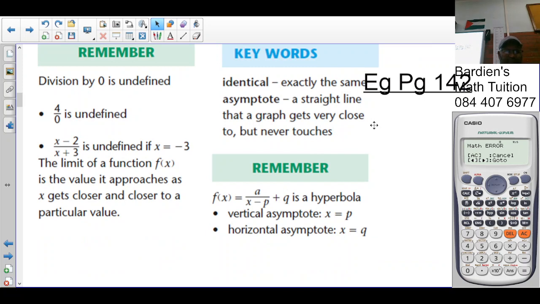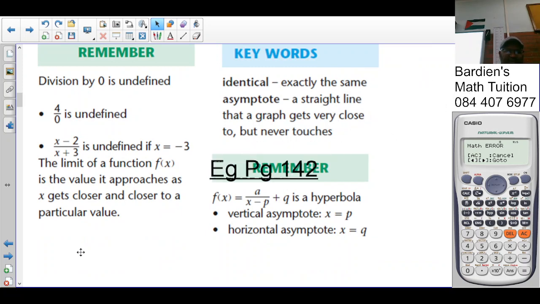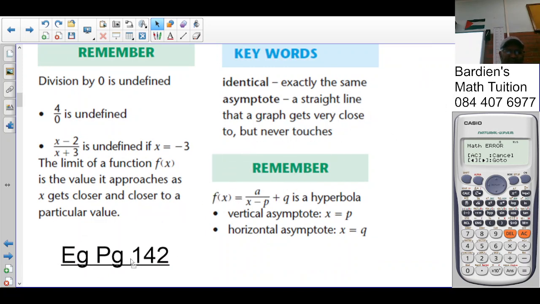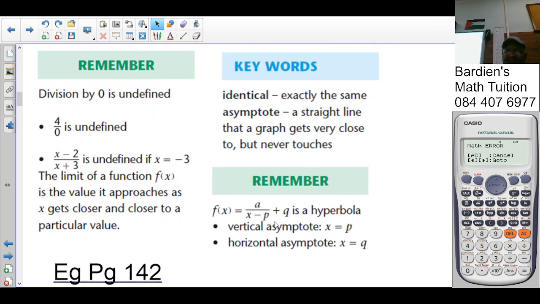Okay, we are told to remember division by 0 is undefined. 4 divided by 0 is undefined. And then x minus 2 over x plus 3 is undefined if x is equal to minus 3. The limit of the function f of x is the value it approaches as x gets closer to the particular value there. Keyword: identical, exactly the same.